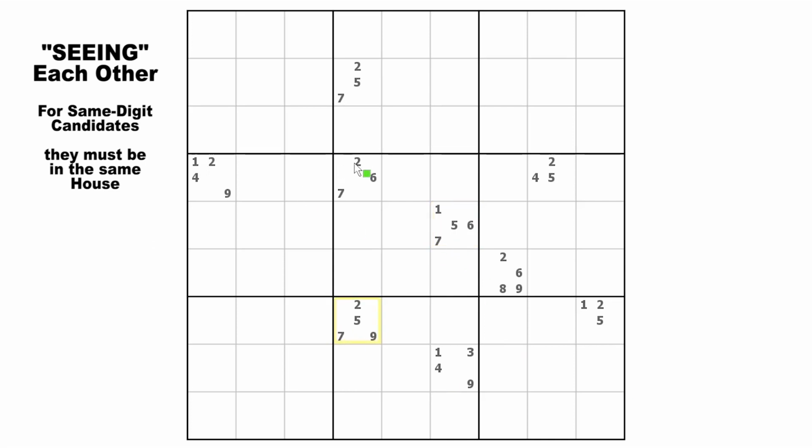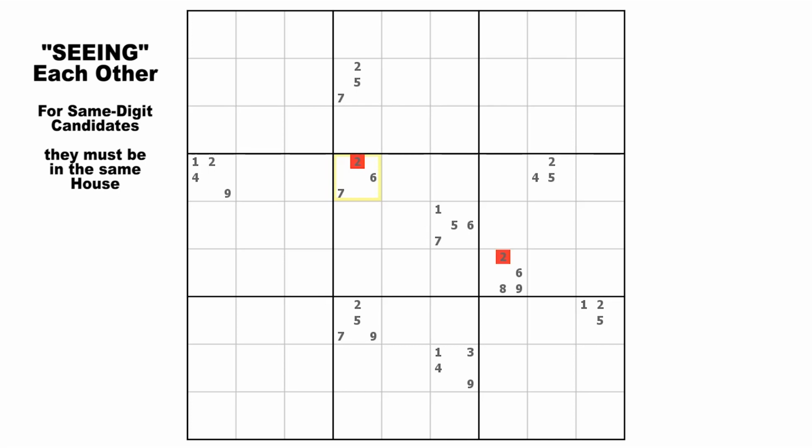And likewise, this candidate 2 can see this candidate 2 because they lie in the same house, row 4. And this candidate 2 can see this candidate 2 because they also lie in row 4. And this candidate 2 can see this candidate 2 because they lie in the same block, the same house. But this candidate 2 does not see this candidate 2 because they do not lie in the same house. To repeat, in order for two same-digit candidates to see each other, they must both lie in the same house. It's as simple as that.